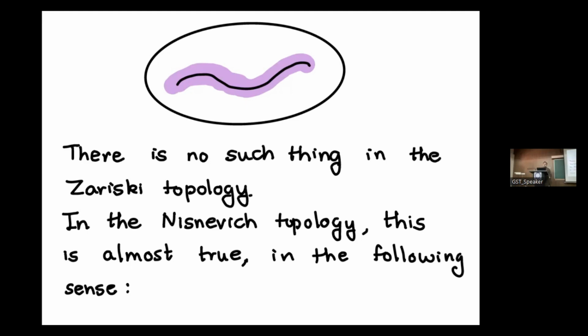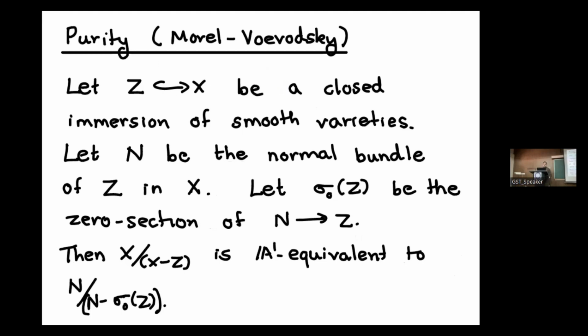In the Nisnevich topology, this is almost true. In what sense? This is the so-called purity theorem of Morel and Voevodsky. Suppose Z is sitting inside X, a closed immersion of smooth varieties. This is the analog of an embedding of a submanifold. Then let n be the normal bundle of Z in X.